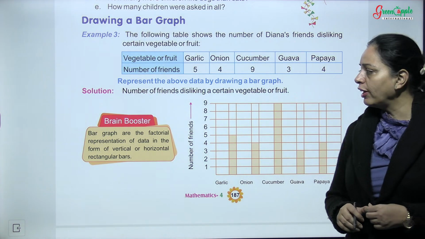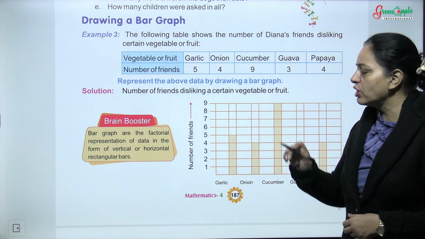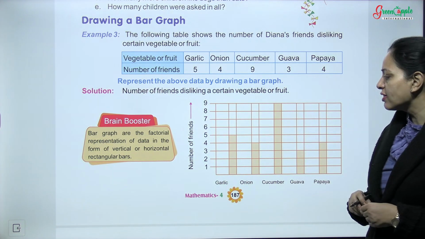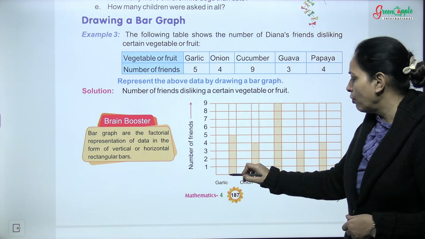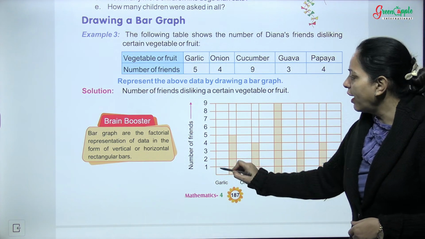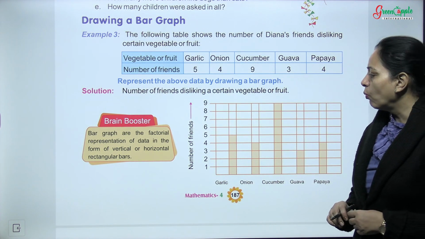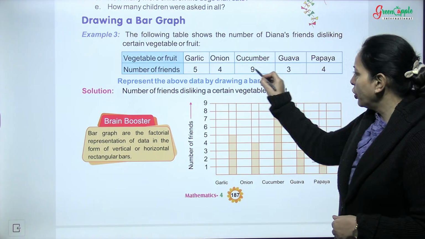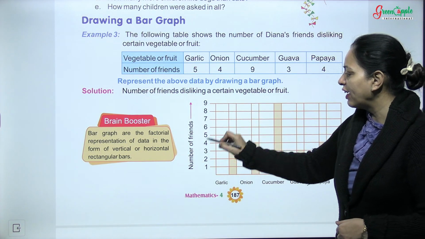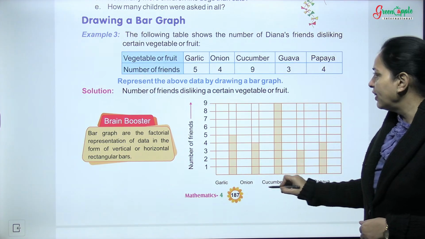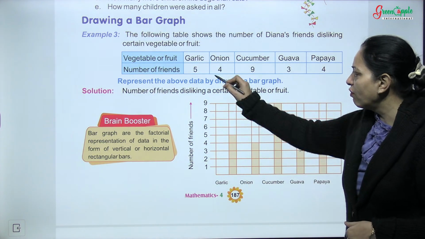So for a bar graph we take two lines, this one horizontal and this vertical. You will do in higher class. Okay, and then we are showing data like vegetable on this horizontal line and number on the vertical line. Now write the numbers here according to the data. Write the numbers like 1, 2, 3, 4, 5, 6, 7, 8, 9 for number of friends, and these are the vegetable or fruit. So garlic 5.